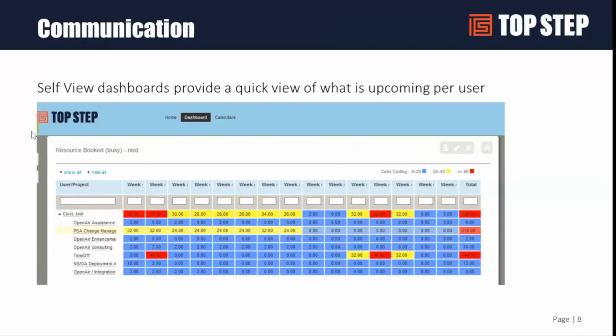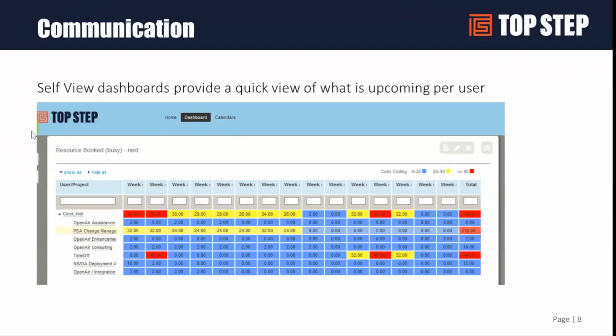Now, communication is another big one. As you're forecasting, of course, forecasting is something management tends to focus on, department leads, that kind of thing, where they're trying to figure out where their resources are going to be put. But then, of course, you have to communicate that down to the individual. So I'm a big proponent of self-view dashboards, self-view reports, so that people have information pushed out to them, that they have a quick view of what's coming up for them. So even in our system, we have a resource book. What are you working on in the next few weeks?